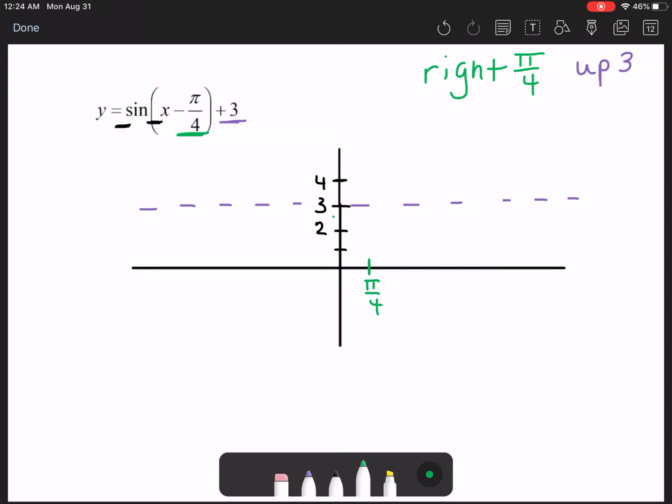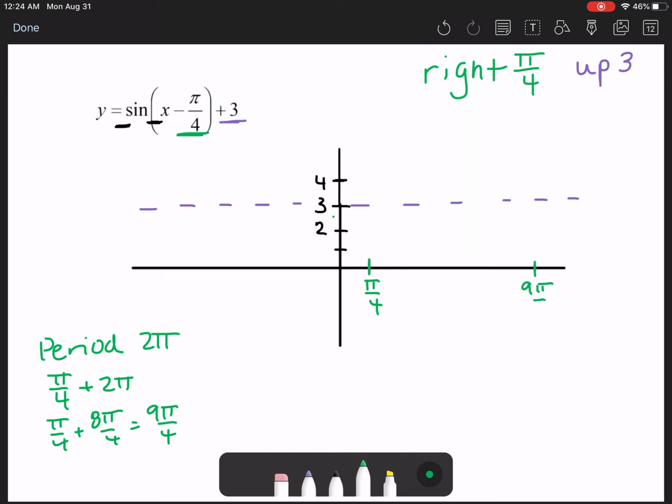How do we know when it ends? When do we end one full period? Well, period is 2 pi, okay? That hasn't changed. So think about this. If I start at pi over 4 and I need to go an interval of 2 pi, I'm going to add 2 pi to this. 2 pi is 8 pi over 4. So that gives me 9 pi over 4. Okay? So this is where my graph is going to stop. That will give me a total interval of 2 pi.